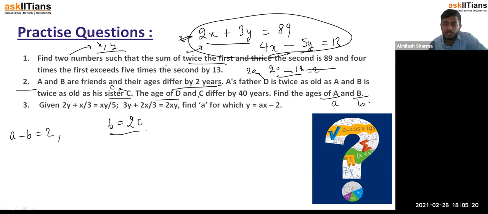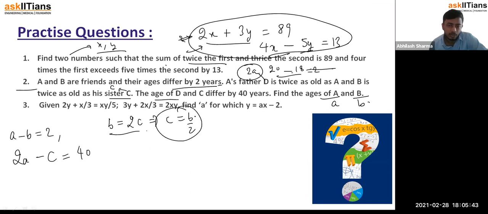The age of D and C differ by 40 years. So D minus C is 40, but D value I already know is 2A, right? So D minus C is how much? 40. Find the ages of A and B. What we can do now is I can substitute the value of C as B by 2. Okay. From here I can write C equal to B by 2, right? So if I put that here, 2A minus B by 2 equal to 40.